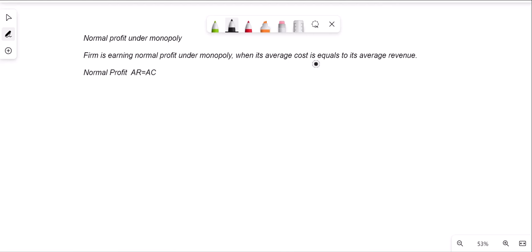But before drawing the normal profit area, or abnormal profit or loss, in any case, first of all we have to draw the output decision. Then we will see whether the firm is earning normal profit, abnormal profit, or is facing losses. So first of all we will decide about the output level.